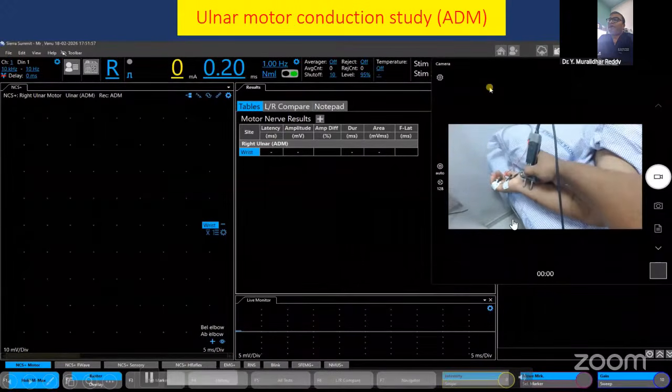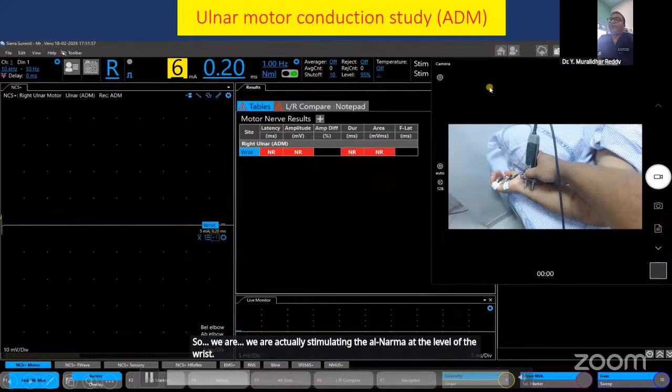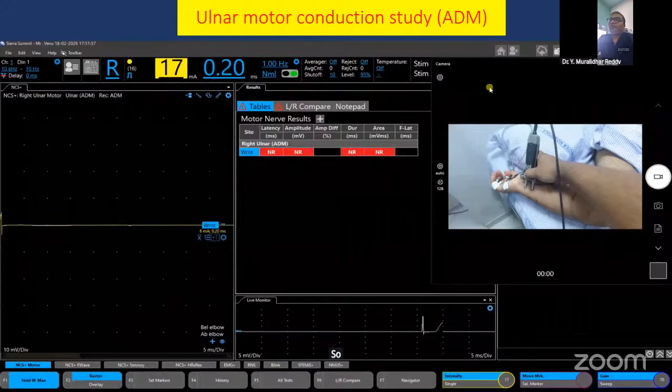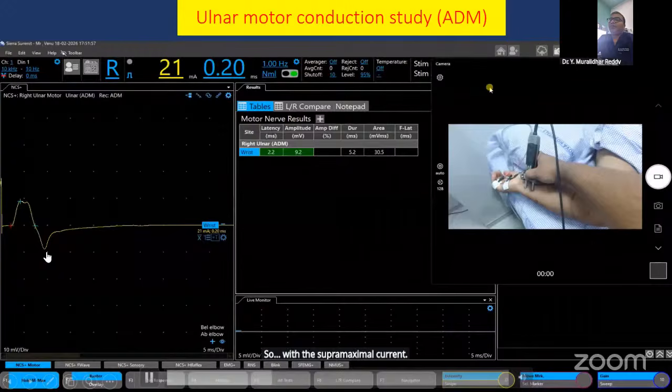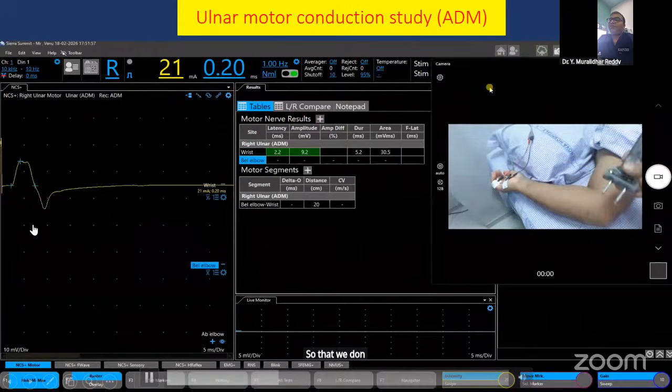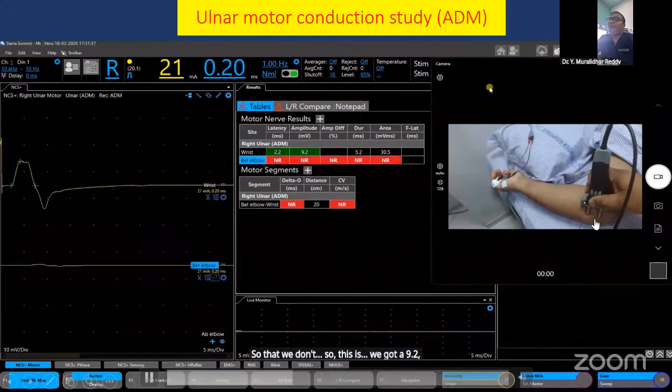So we are actually stimulating the ulnar nerve at the level of the wrist with a supramaximal current. We got a 9.2. Then we record below the level of the elbow.